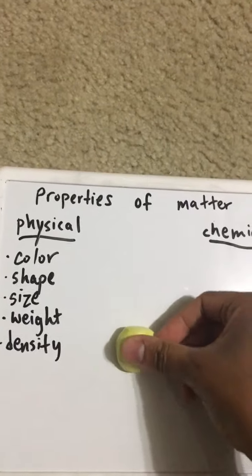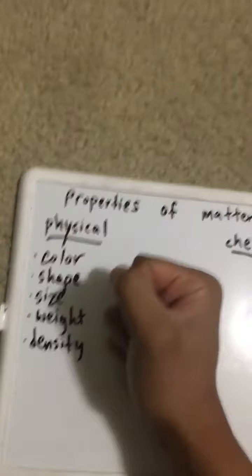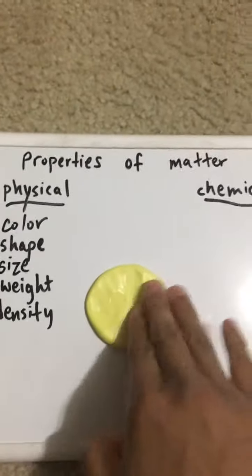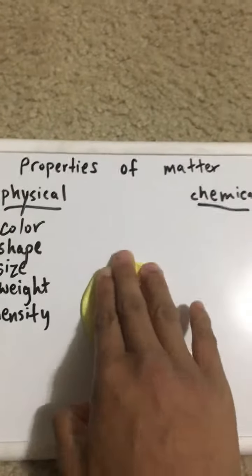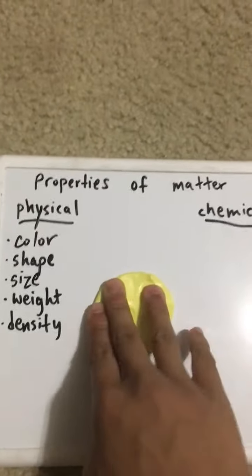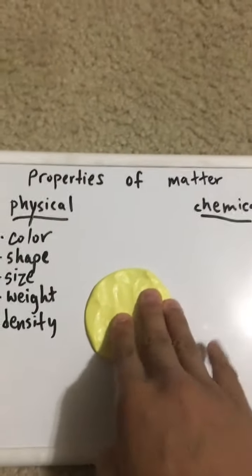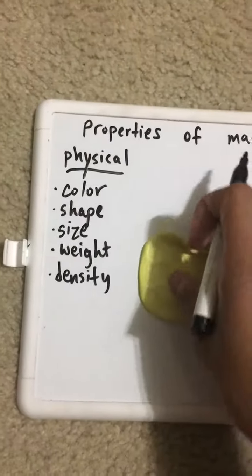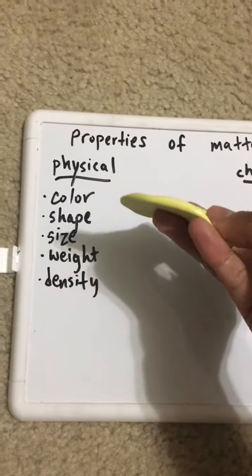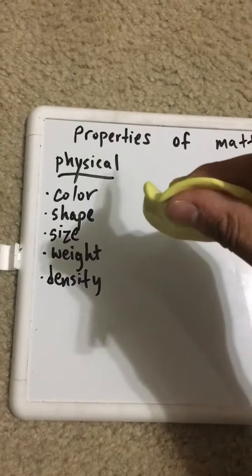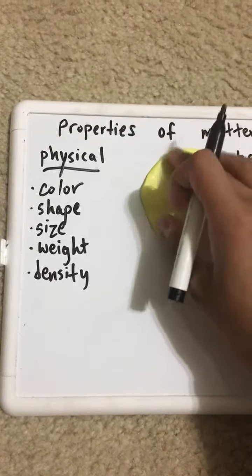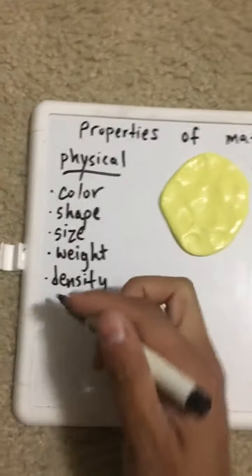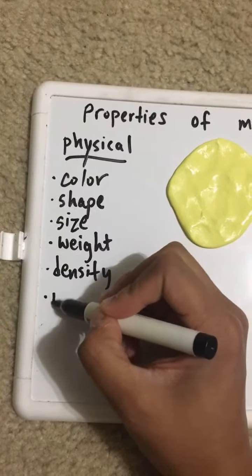For example, when you squish it like this, you squish it like that, or you hammer a substance into a thin sheet. That is a physical property called, well, first let's look how thin this is. That was very easy to do. And the physical property of an object being able to do that is called malleability.